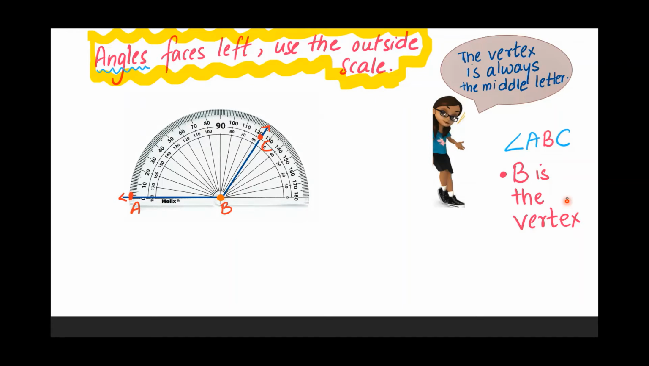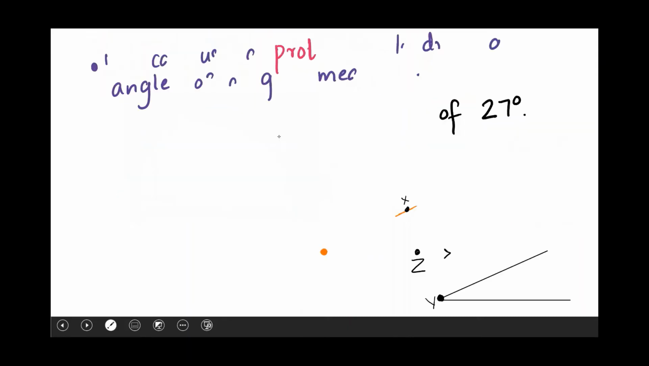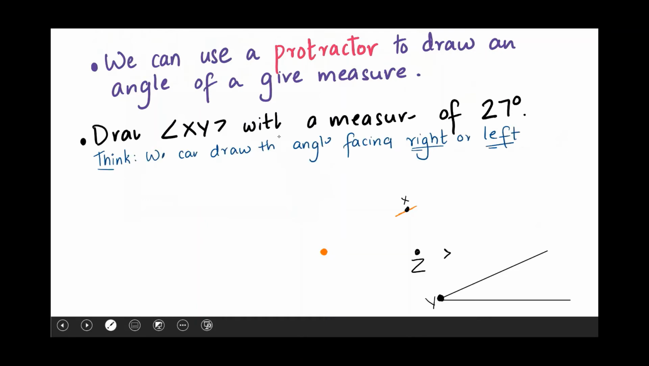So, if I take the measurement, what's the measurement? It's about 125 degrees. So, angle ABC equals 125 degrees. And it's an obtuse angle, right? Because the angle faces left, use the outside scale. Now, we can use a protractor to draw an angle of a given measure.